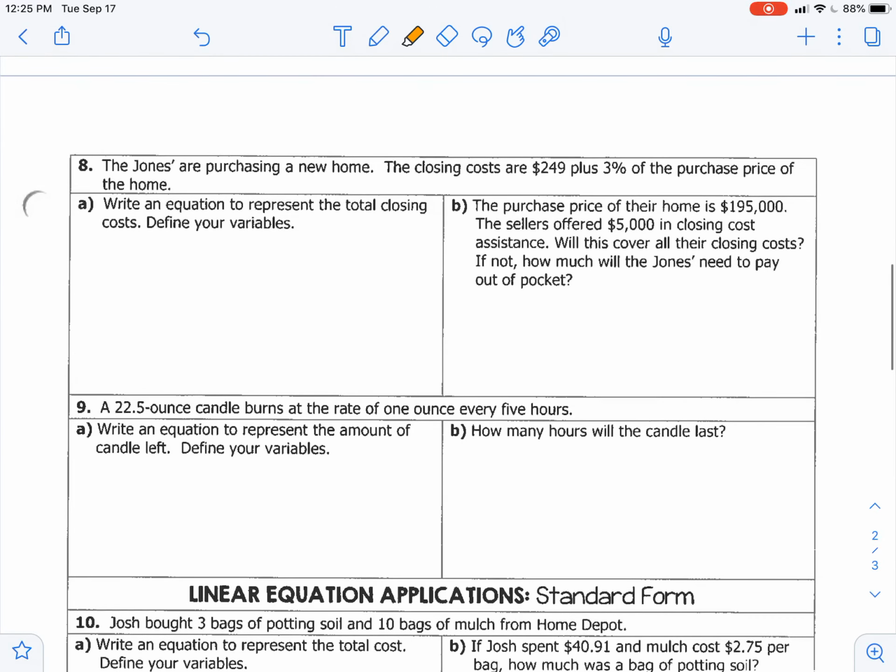So I'm going to go ahead and do this one. So here's the next one. The Joneses are purchasing a house. The closing cost is $249, so that's a flat fee you're going to pay no matter what. And then it's 3% of the purchase price, okay?